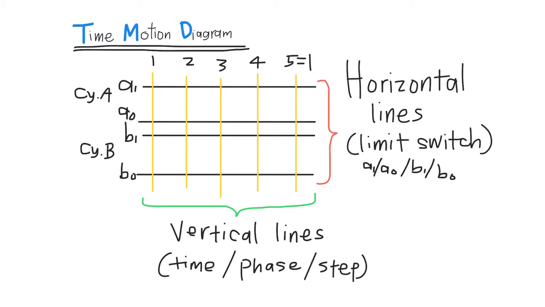So the most important thing in TMD is each of the lines indicated in the TMD, because each line has its own function. Let's start with the horizontal line. The horizontal line is for the limit switch. Let's take an example of a two cylinder process. For each cylinder, as I mentioned before, we have two limit switches. For cylinder A, we have limit switch A1 and A0, and for cylinder B, we have limit switch B1 and B0.